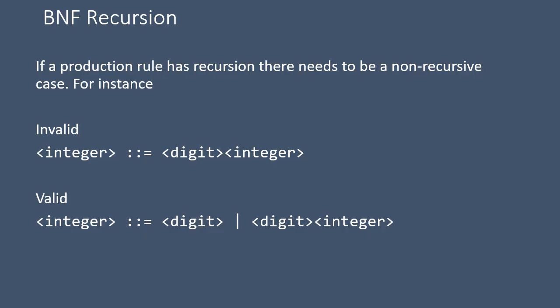Now, if a production rule has recursion, there does need to be a non-recursive case. The top example here is invalid because it doesn't have a non-recursive case, it doesn't have a base case. And then the bottom one here is our perfectly valid production rule that has both a base case and a general case.